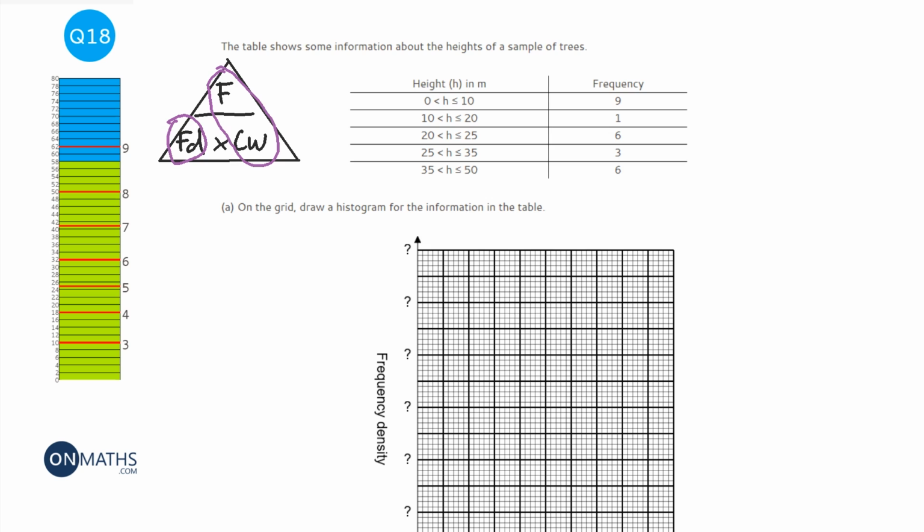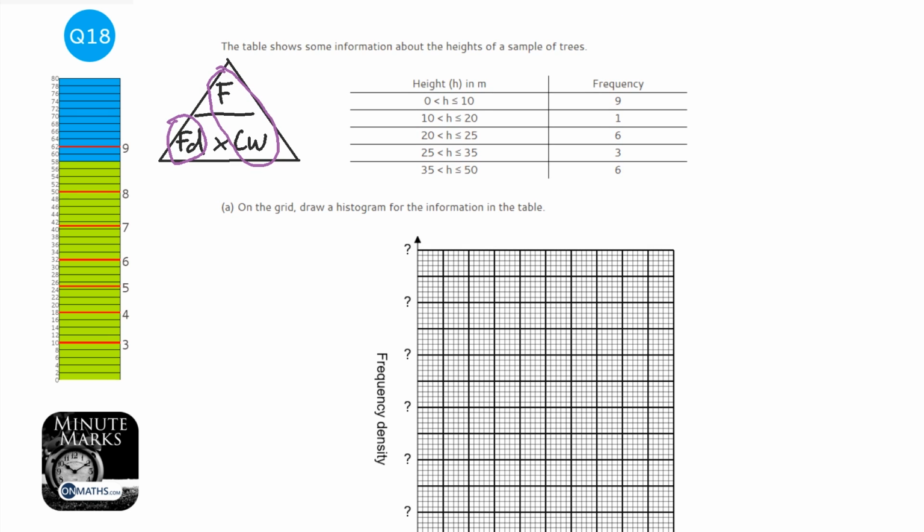So just be a little bit careful, and if they're looking for that type of question, they will give you a bar on the histogram and a value in the table that show you what you have to times them by to get to the frequency density. However, in this one we're actually asked to draw a histogram ourselves, so we don't need to worry about it.